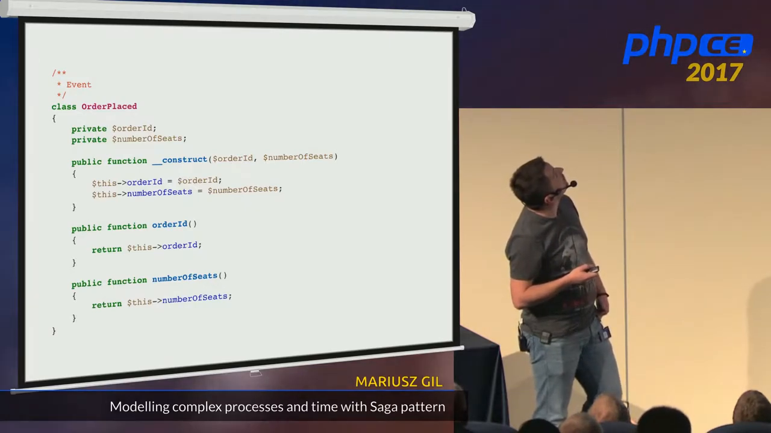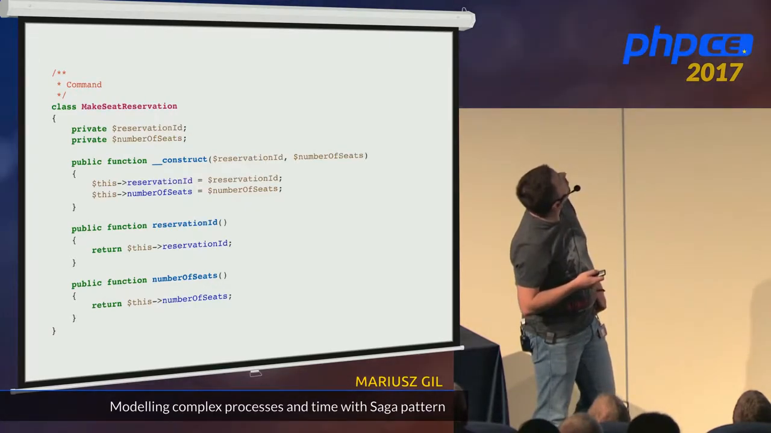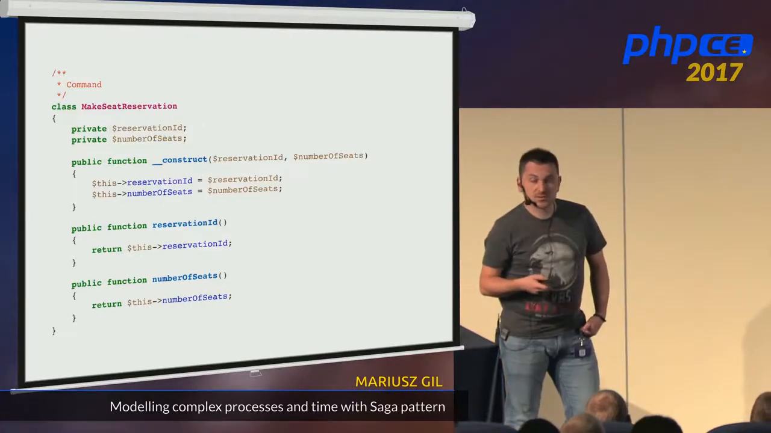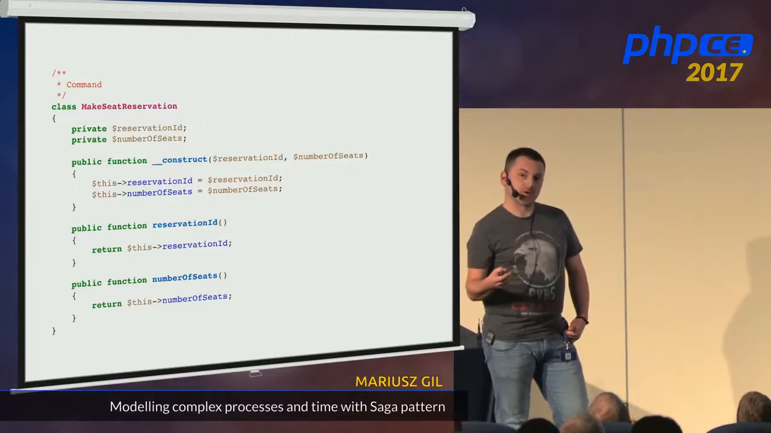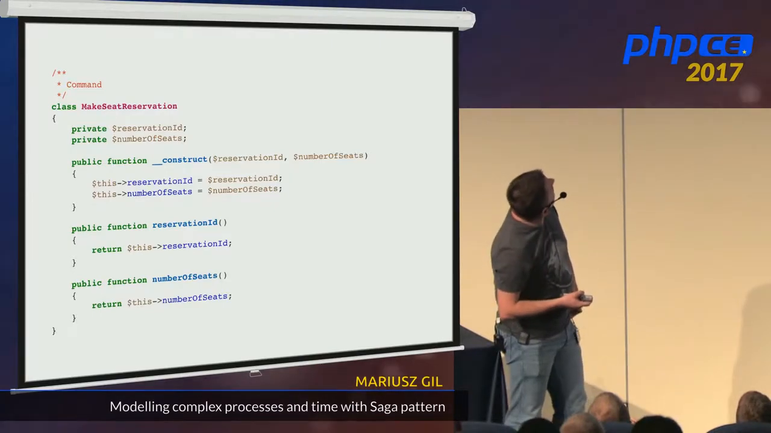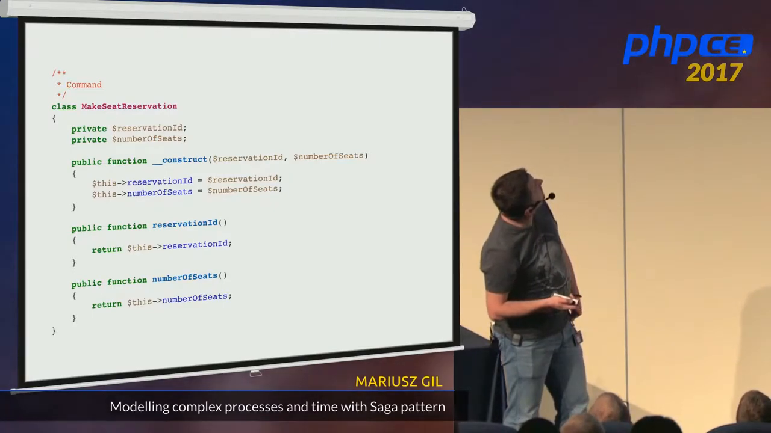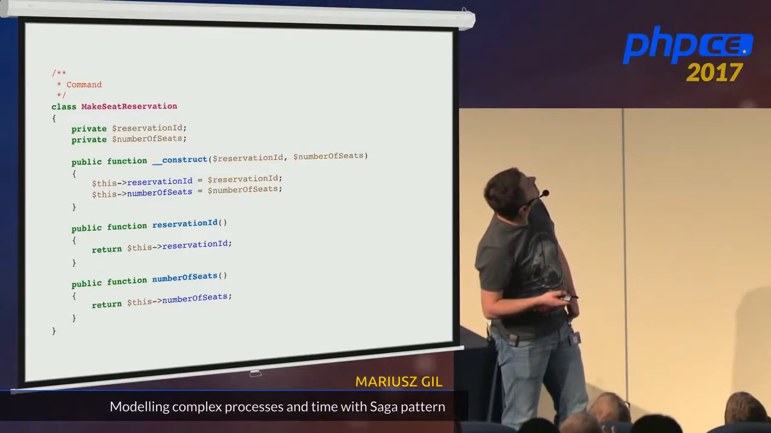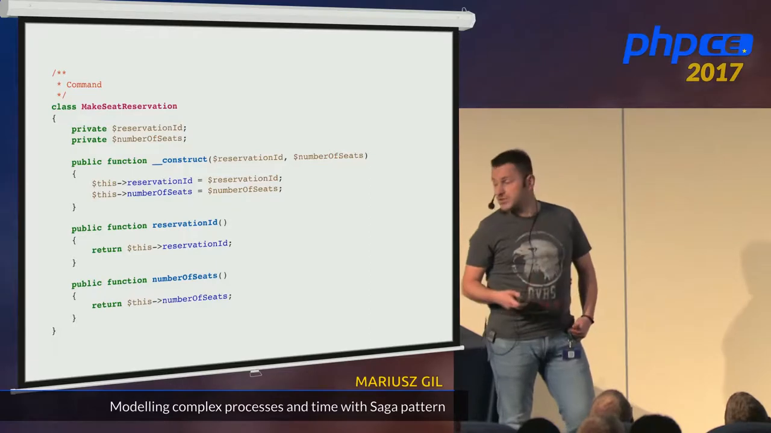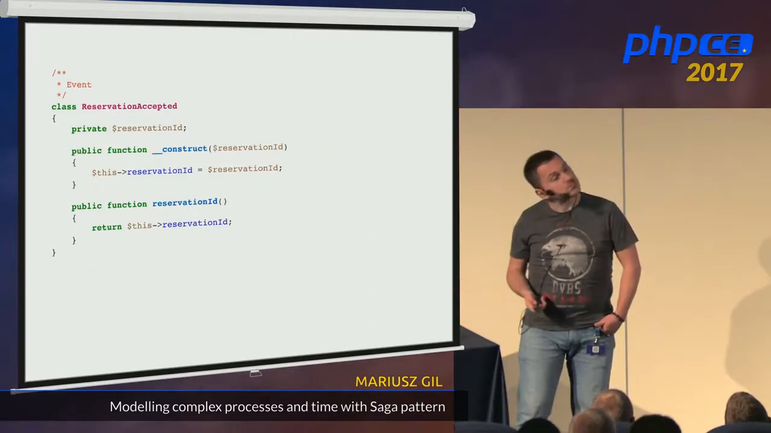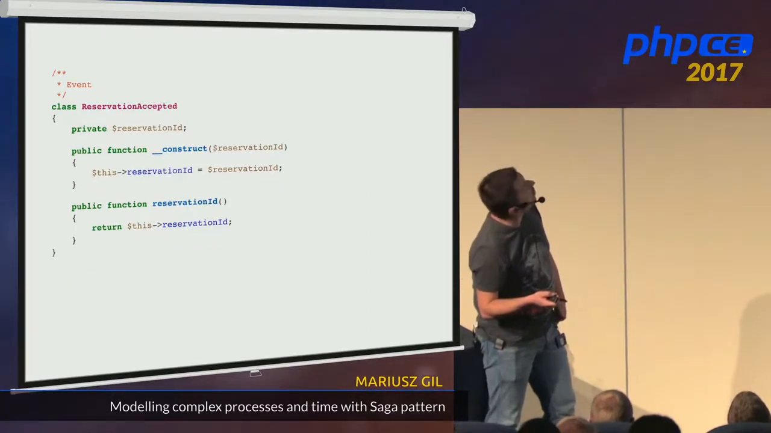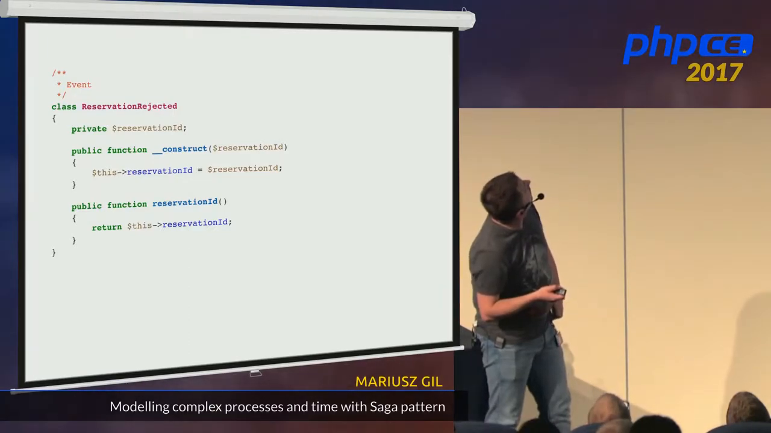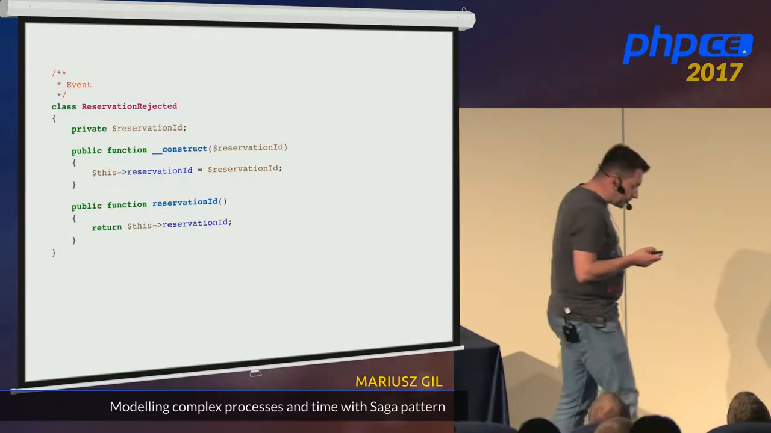Okay, so we've got a command, make seat reservation. As you see, still a DTO, nothing very, very complicated. We've got just properties, getters, and a constructor. And we've got the event that our reservation has been accepted or rejected. Or our order was booked.